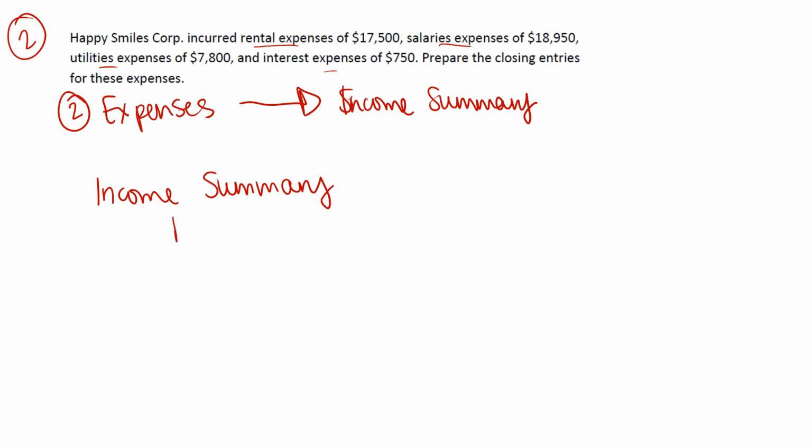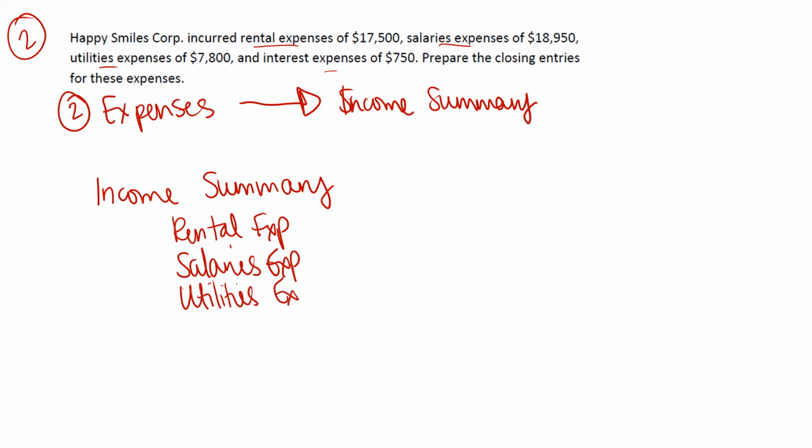So rental expense, salaries expense, utilities expense, and interest expense. Remember, these are our credits, and so we will enter the credit amounts. For rent, it was $17,500, salaries $18,950, utilities $7,800, and interest was $750.